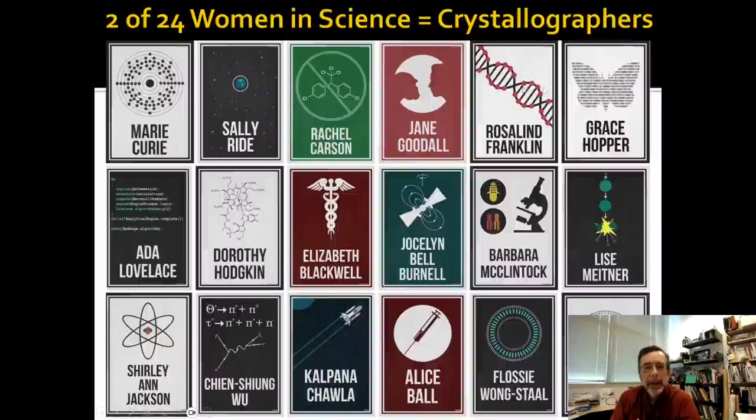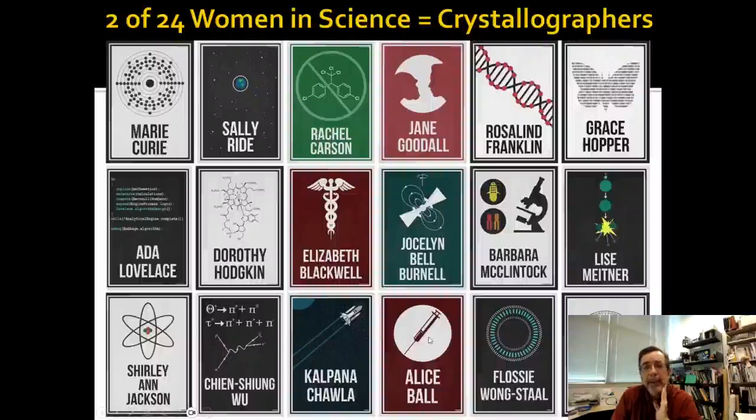And you can see Rosalind has DNA. Dorothy has this weird kind of organic chemistry cofactor. We'll talk about that. But the other ones are from all sorts of different areas. Sally Ride was an astronaut. Marie Curie was a nuclear chemist. Ada Lovelace was a computer scientist. You have lots of different people and different things.